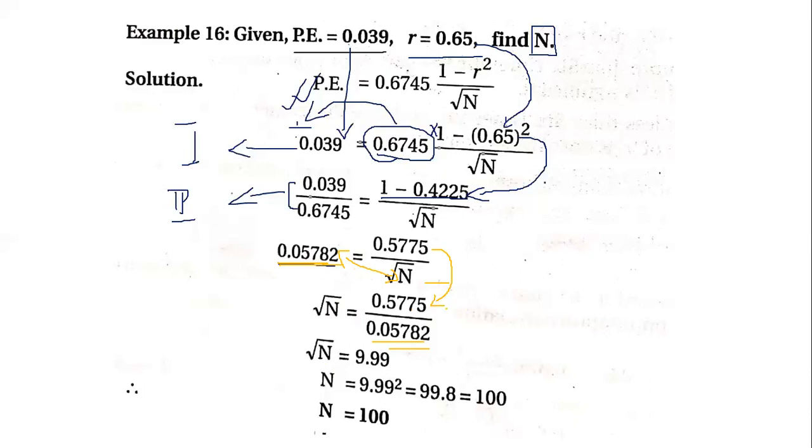Now let us divide this. 0.5775 divided by 0.05782. This division will give me the answer of 9.99. Fine. So 9.99 is the total value. Now coming down, this 9.99 was for square root of N.